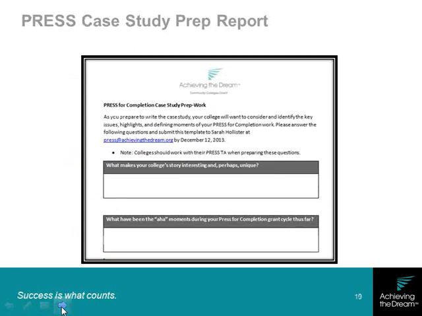So here is the press case study prep report that I was talking about, and you'll see that there are instructions and then a set of questions. And again, it's questions that are hopefully going to walk you through thinking about your press for completion work and what would make a valuable case study on this work. And we are asking that you work with your TAs to discuss this and fill out this report before December.